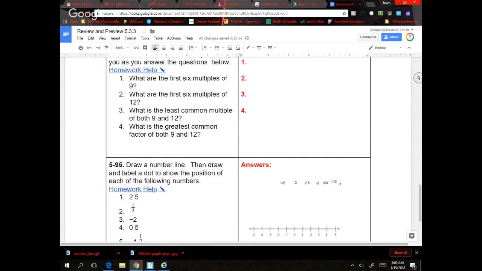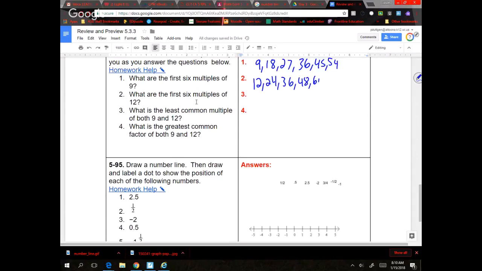Doing multiples. Remember multiples, especially with 5 and 10s, 5, 10, 15, 20, 25, 30, 35, 40, and so on. Now they make you do 9. So you should have 9, 18, 27, 36, 45, 54, and I could keep going on, but it said only 6 of them. The second one is multiples of 12, 12, 24, 36, 48, 60, and finally 72.